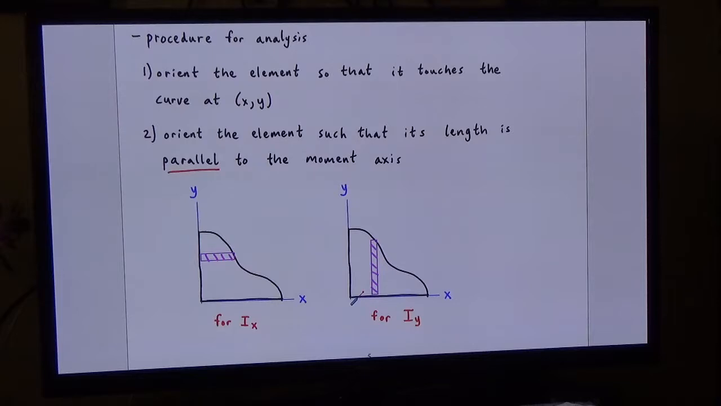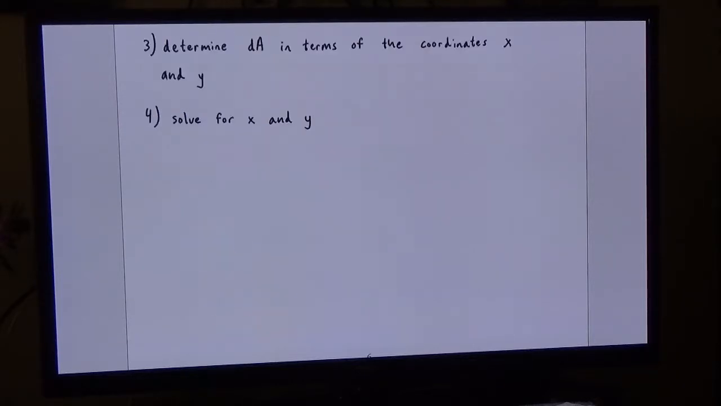Then, whenever we define our element, we express dA in terms of coordinates x and y, and then solve for I about x and I about y using our equations. So let's walk through a couple of examples where we look at how to calculate moment of inertia using this integral method.